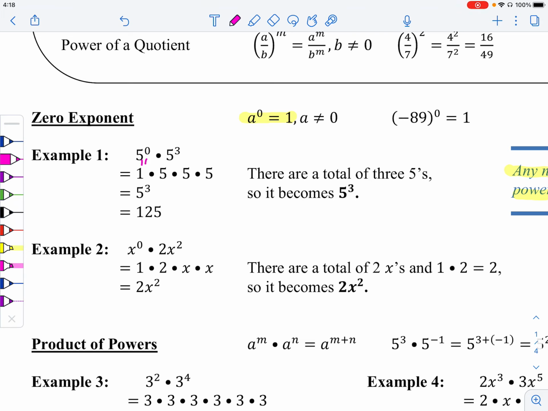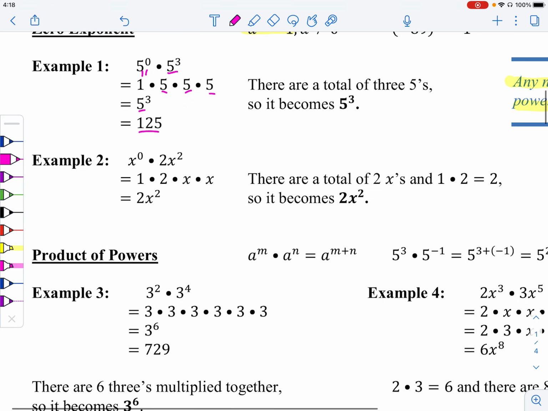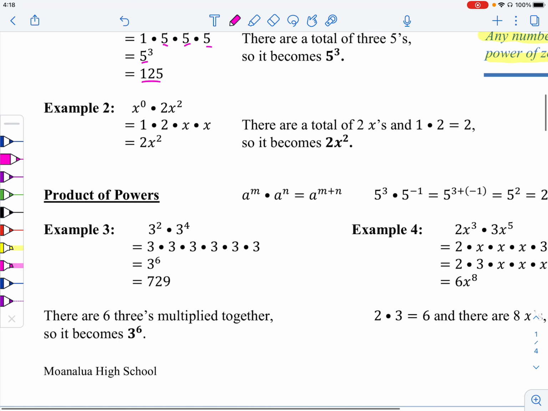So you get 1 times 5 to the 3rd. So you get 5 three times. Just write it out: 1, 2, 3. Then in total you have just 5 to the 3rd power. 5 to the 3rd power is 125. Okay, so we're just writing out our factors, and we'll go over these a little bit.